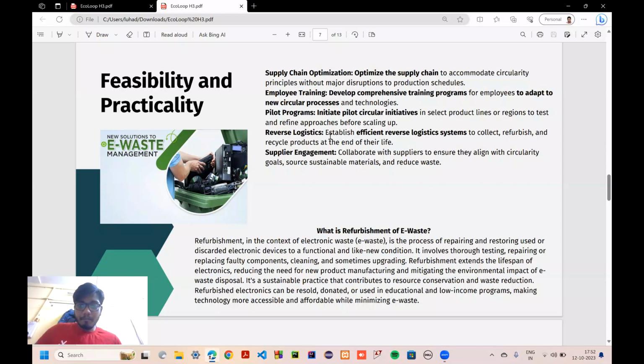If I go on to explain pilot programs, it's basically initiating pilot circular initiatives in select product lines or regions to test and refine approaches before scaling up.